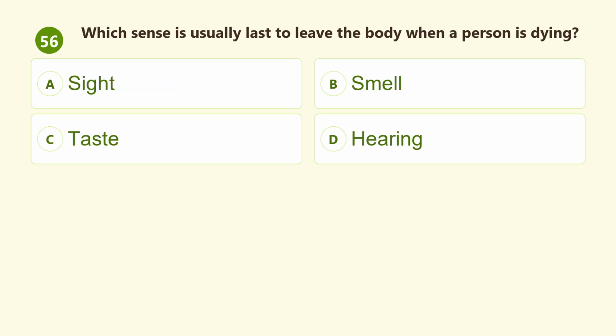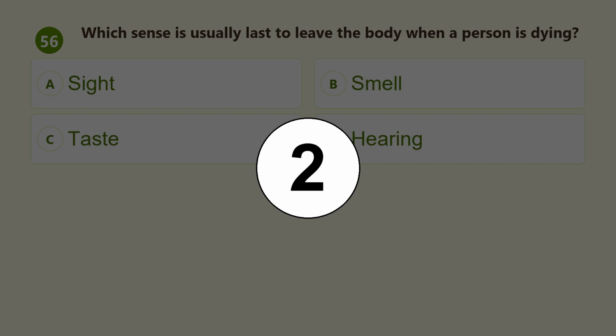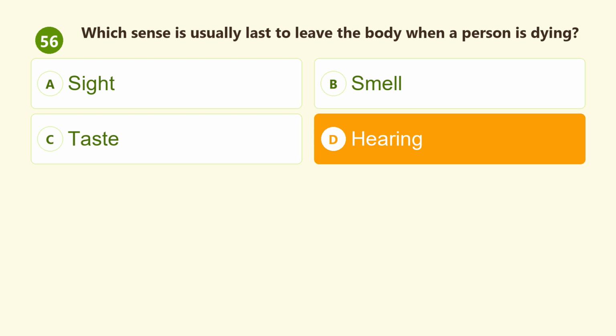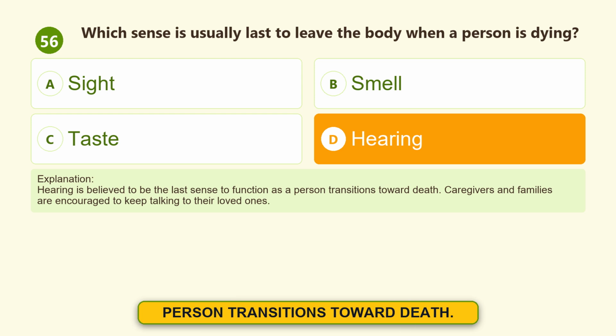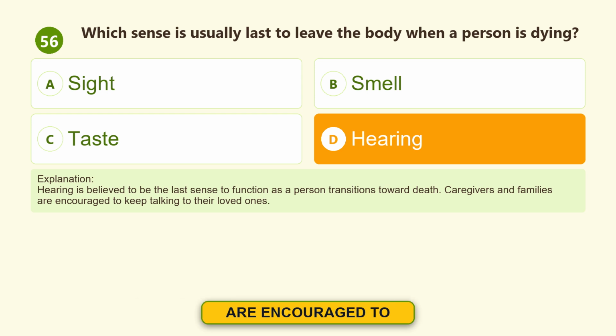Question 56. Which sense is usually last to leave the body when a person is dying? Option A, sight. Option B, smell. Option C, taste. Option D, hearing. The correct answer is option D, hearing. Hearing is believed to be the last sense to function as a person transitions toward death. Caregivers and families are encouraged to keep talking to their loved ones.